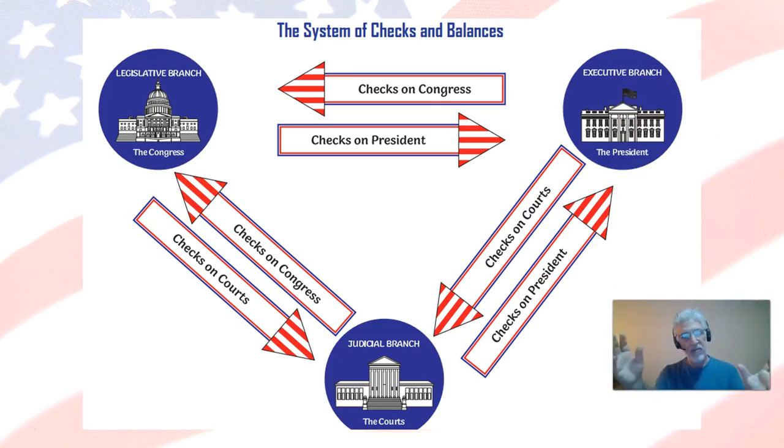So in this system of checks and balances, the executive branch has the ability to check Congress or restrain Congress. Congress has the ability to check the president or restrain the president. The president has the ability to check the judicial branch, and the judicial branch has the ability to check the executive branch. And then lastly, the judicial branch has the ability to check the legislative branch, and the legislative branch has the ability to check the courts. That way they keep everybody in line. Everybody's kept in check, restrained.